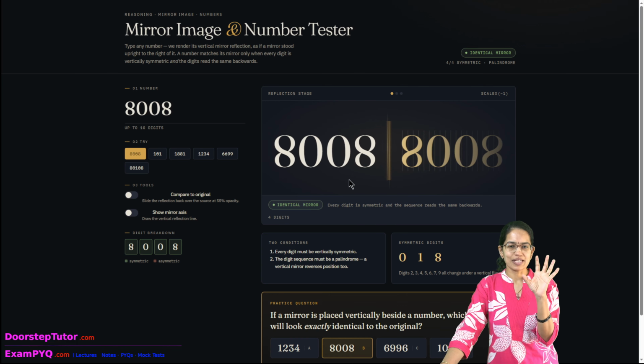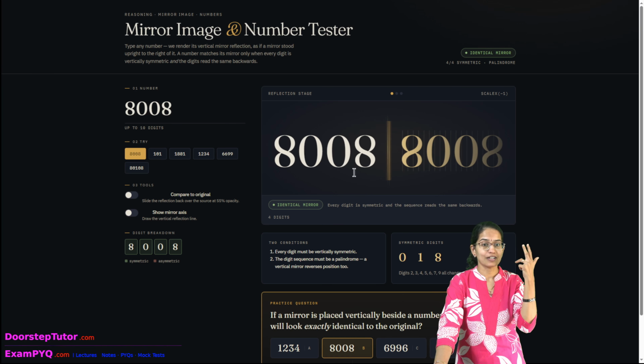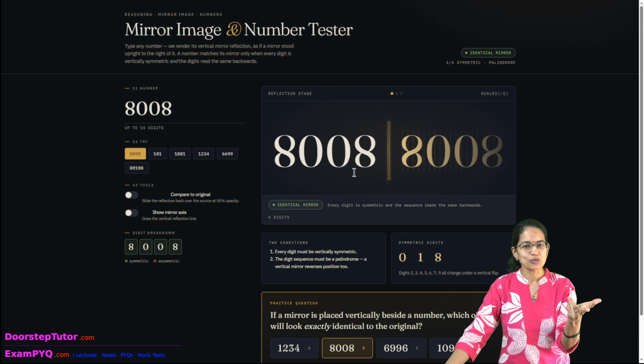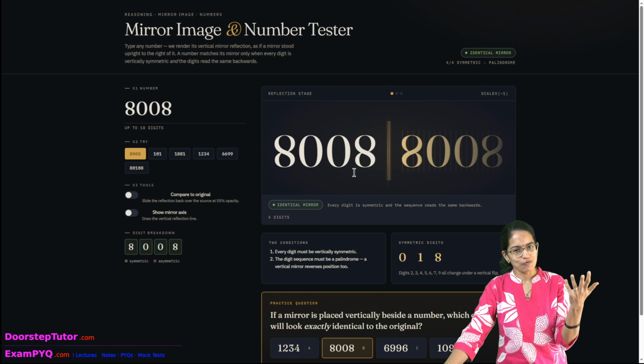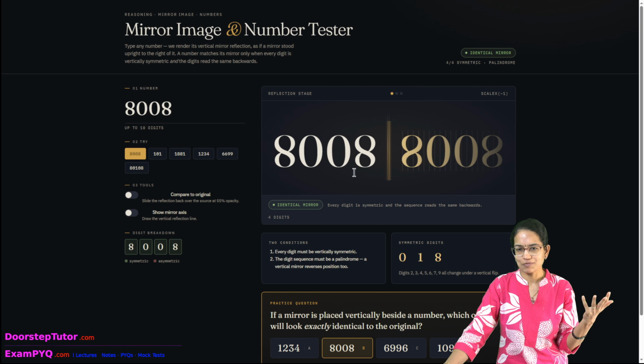So this was a basic way to help you understand and develop intuition on how to solve the mirror problems. We will be focusing on many interesting reasoning problems for you.